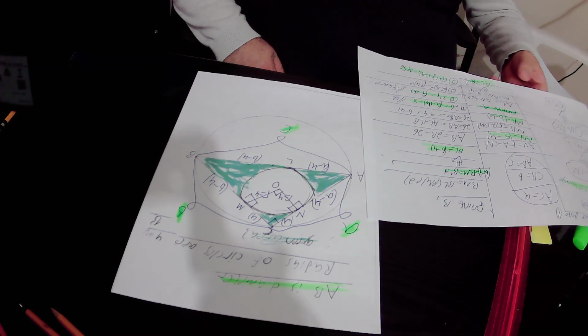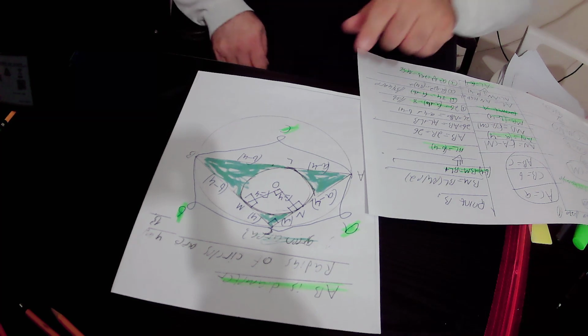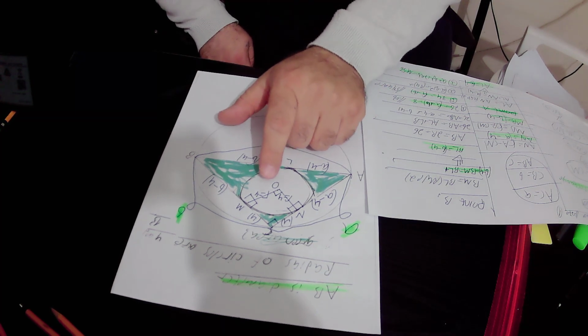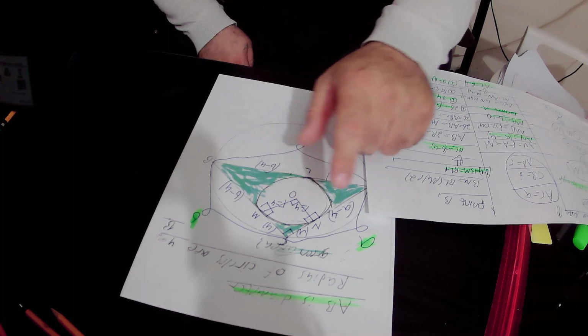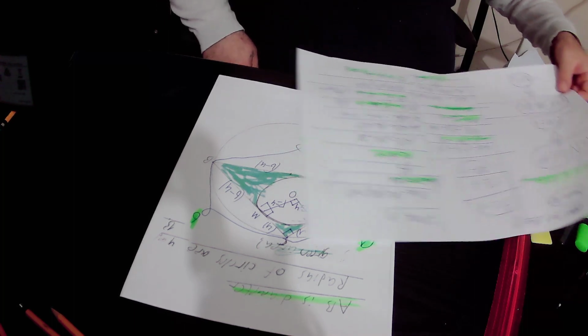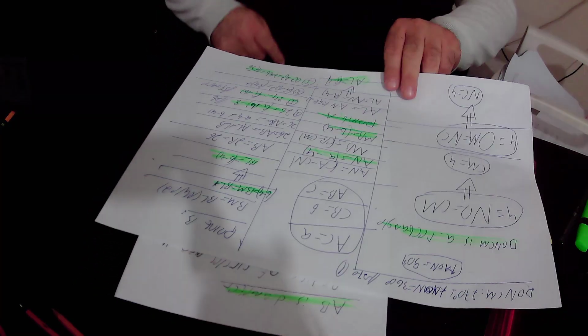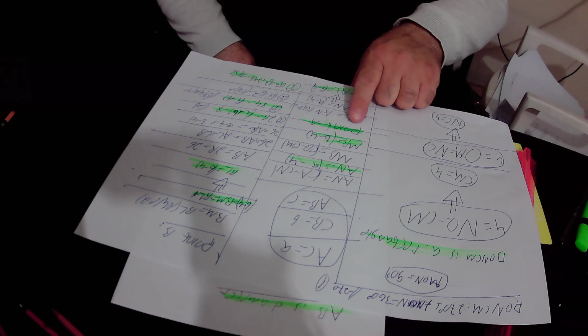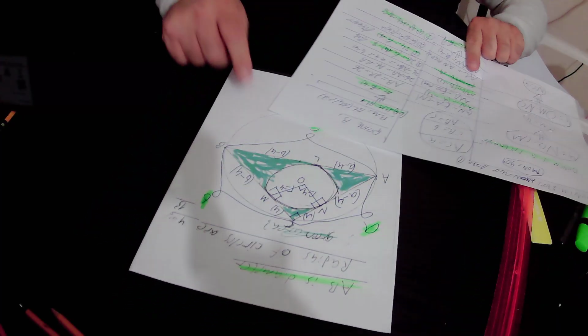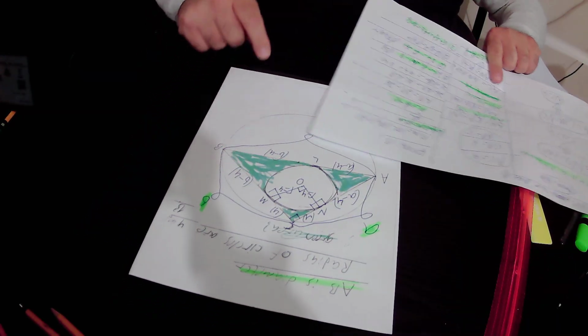Then we find the length of line segment MB. It is very easy to see that MB equals CB minus CM. MB equals CB minus CM. CB equals B, and CM equals 4. So in conclusion, we found out that MB equals B minus 4.